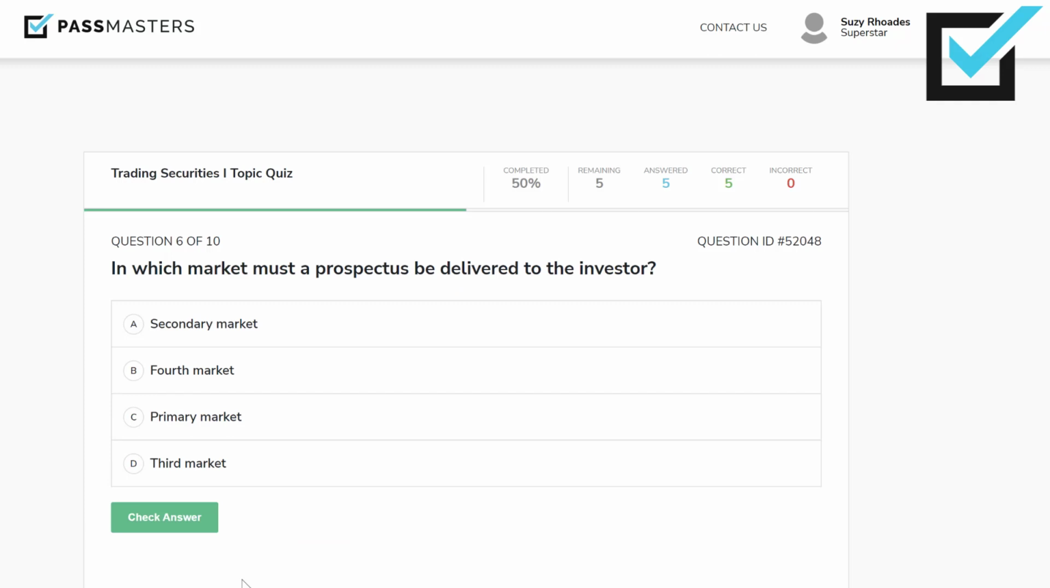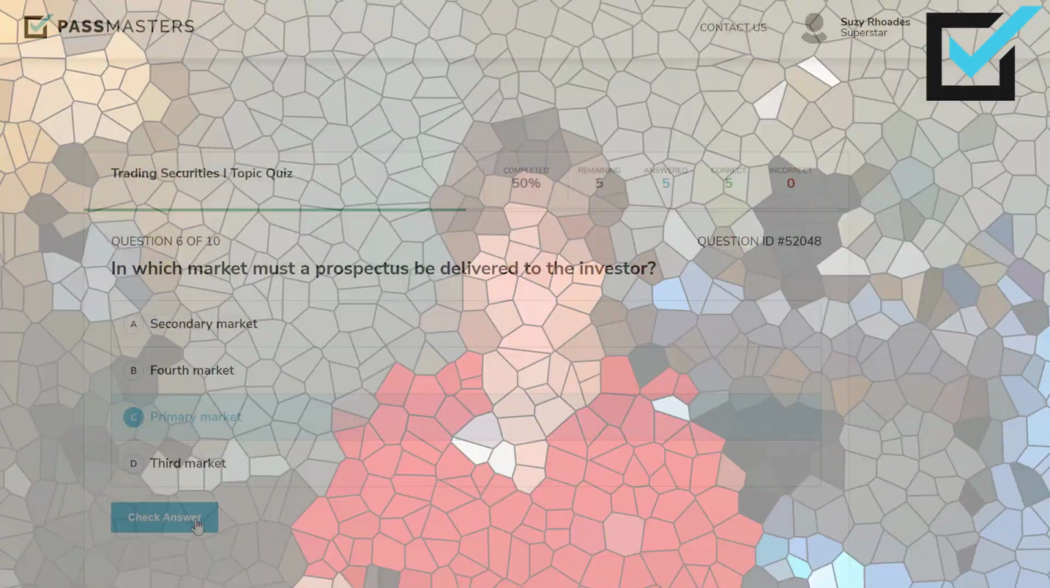In which market must a prospectus be delivered to the investor? When the security is brand new, the very first time it is sold, and that occurs where? In the primary market.